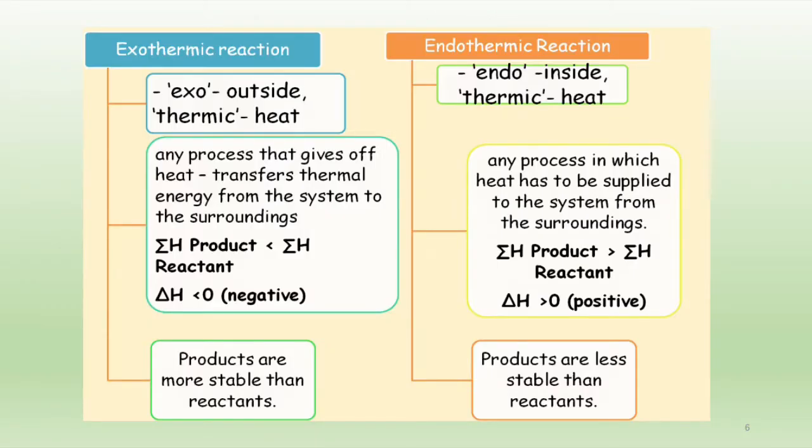To sum up, exothermic reaction is called exothermic because exo refers to outside, thermic refers to heat. On the other hand, for endothermic reaction, endo refers to inside, thermic refers to heat. So this means in an endothermic reaction, heat is taken into the system, whereas in an exothermic reaction, heat is given out of the system.